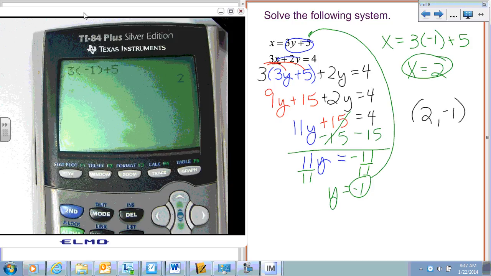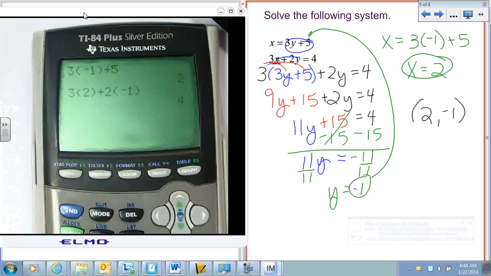What I really need to check is this second equation, because I haven't plugged x or y into that second equation. So I need to do 3 times x, which is 2, and then plus 2 times negative 1. I need to do that check and make sure it works there. I get 4. That's what it said it should equal, so I have 4 equaling 4. So what do I know about this ordered pair? It's a true statement. It's a solution.